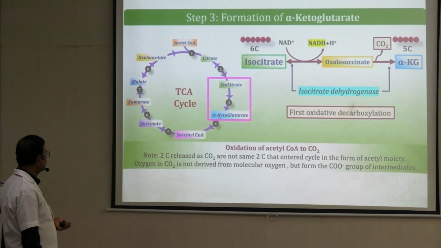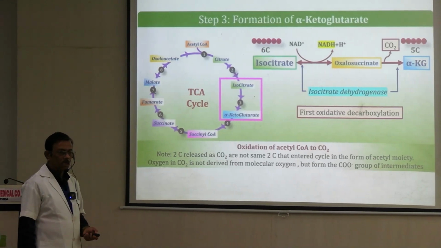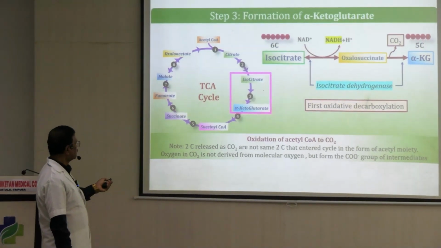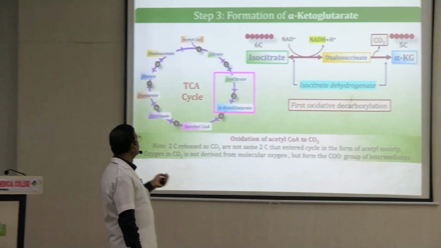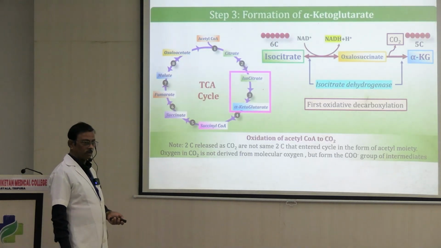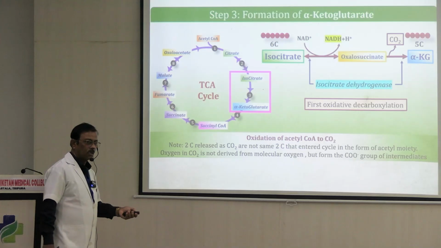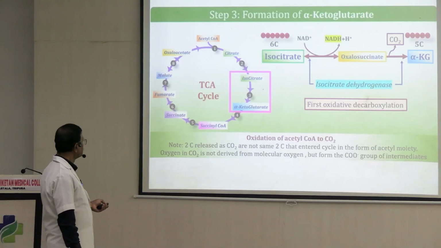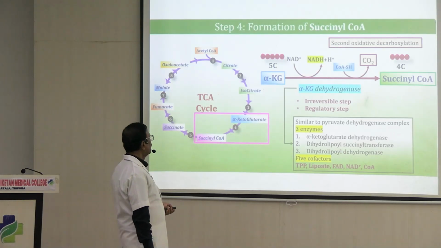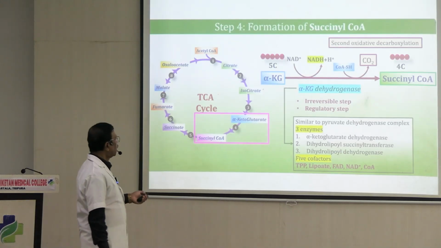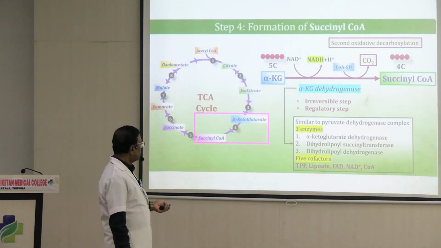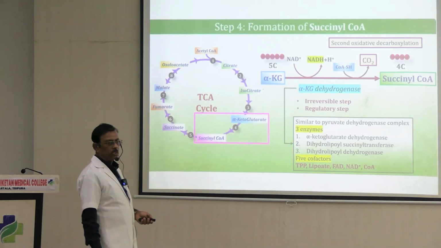Now, one thing I'll tell you, the carbon dioxide released in the reaction is not the carbon which is present in acetyl-CoA. It is some other carbon. It is from the oxaloacetate. The carbon is released as carbon dioxide. Succinyl-CoA is formed by the enzyme alpha-ketoglutarate dehydrogenase. One NADH is produced and a second molecule of carbon dioxide is released. And this is the second oxidative decarboxylation.